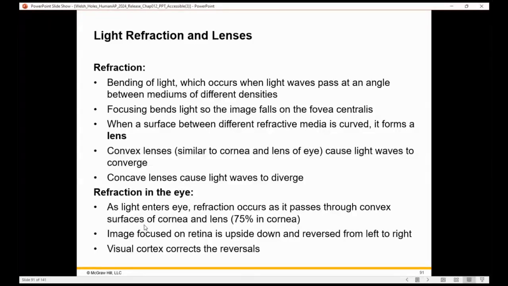So, refraction in the eye. As light enters the eye, refraction occurs as it passes through the convex surfaces of the cornea and lens. 75% occurs in the cornea. The image is focused on the retina, and it's upside down and reversed from left to right. The visual cortex corrects the reversals.